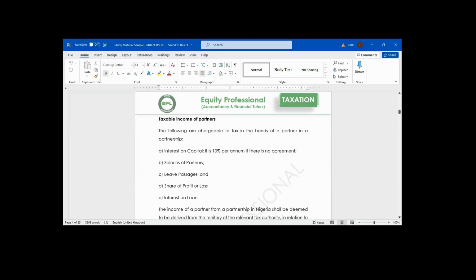Second, salary of a partner. There may be some active partners that will be receiving salary. So in the expenses of the partnership business, you will see it as an expense and it's allowed. But to the partners, it's an income to them. Like I said, the partnership business is not assessed to tax. Rather, it is each of the partners, partner A, partner B, partner C, that will be assessed to tax, and they are going to pay personal income tax.